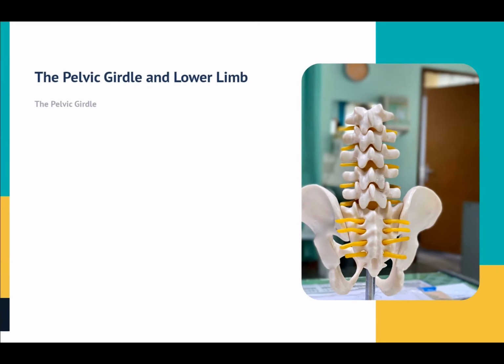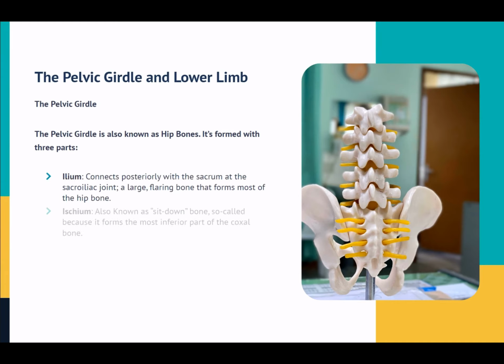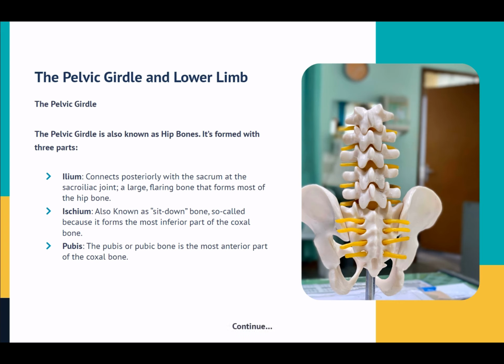The pelvic girdle and lower limb. The pelvic girdle. The pelvic girdle is also known as hip bones. It's formed with 3 parts. Ilium. Connects posteriorly with the sacrum at the sacroiliac joint, a large, flaring bone that forms most of the hip bone. Ischium. Also known as sit-down bone, so called because it forms the most inferior part of the coxal bone. Pubis. The pubis or pubic bone is the most anterior part of the coxal bone.